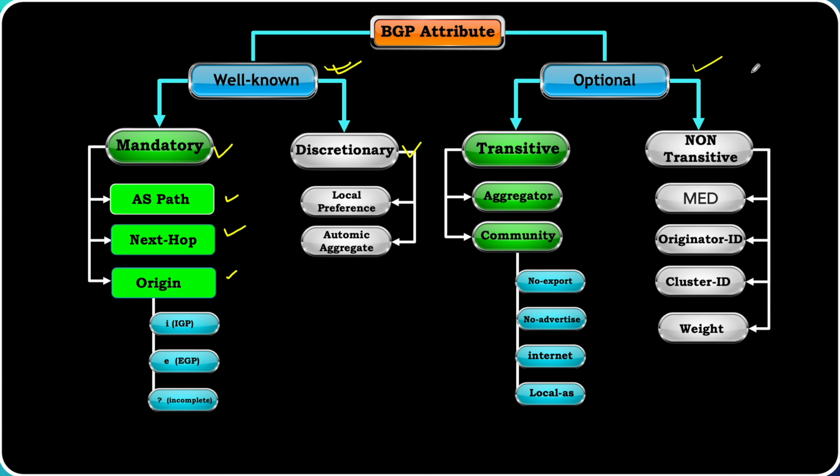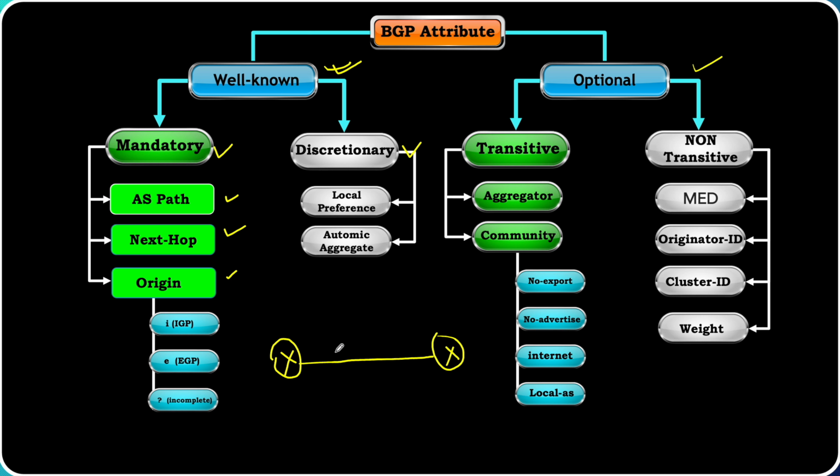And the optional is of two types. It could be transitive, it could be non-transitive. Now what is transitive and non-transitive? Let me tell you again. Just think there are two routers again, right? Just try to understand with the diagram. It's not a perfect diagram, still I'm trying to.